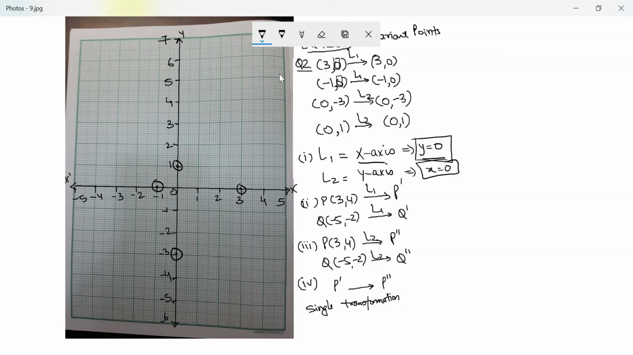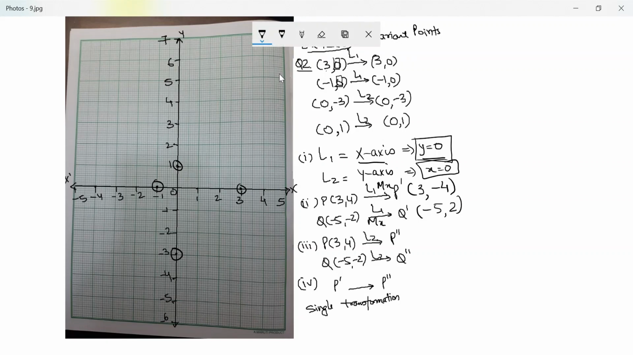Right, let's look at part 2. Part 2 says write down the image of point P(3, 4) when reflected in L1. So L1 now is the x-axis, which basically means Mx. When I do Mx, the sign of the y coordinate changes, which means P dash will be equal to 3 comma negative 4. Next, same thing with Q. Q reflected in L1. When I reflect it in L1, which is basically reflection on the x-axis, the sign of the y coordinate changes, which means negative 2 will change to 2.